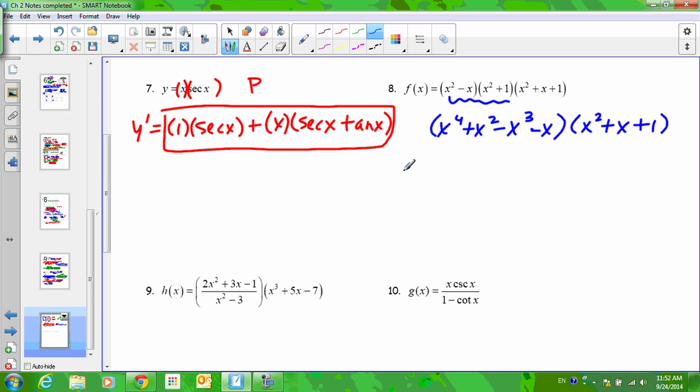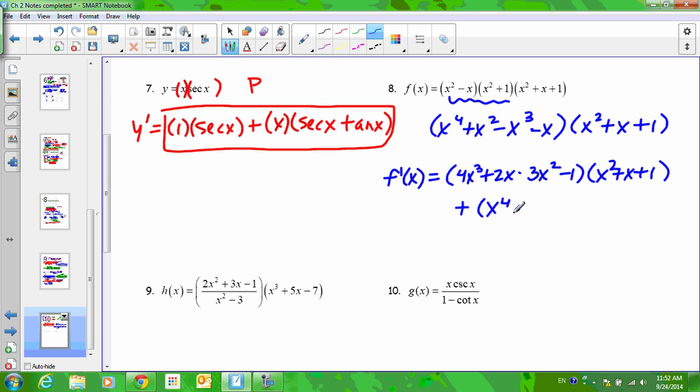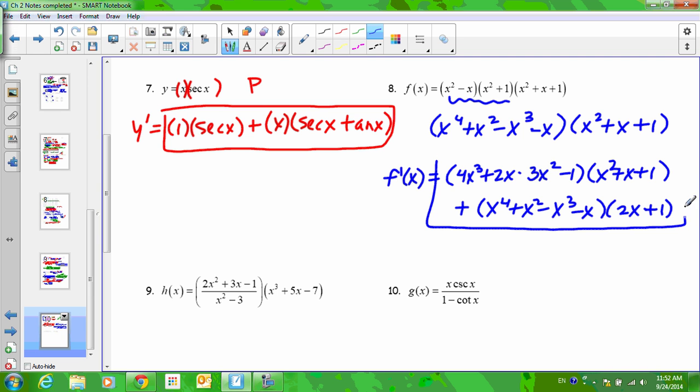Alright, now we can just use regular old product rule here. So you're going to have 4x cubed plus 2x minus 3x squared minus 1 times just the second group. And then you're going to add just the first group. It's the same thing we were doing on the front, times the derivative of the second group. And it's a lot of writing, but you don't have to simplify it, so it's really not too bad.